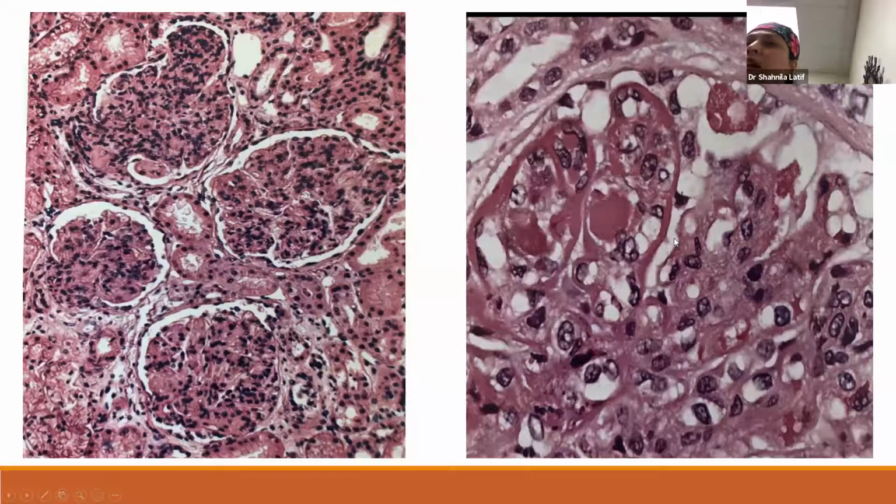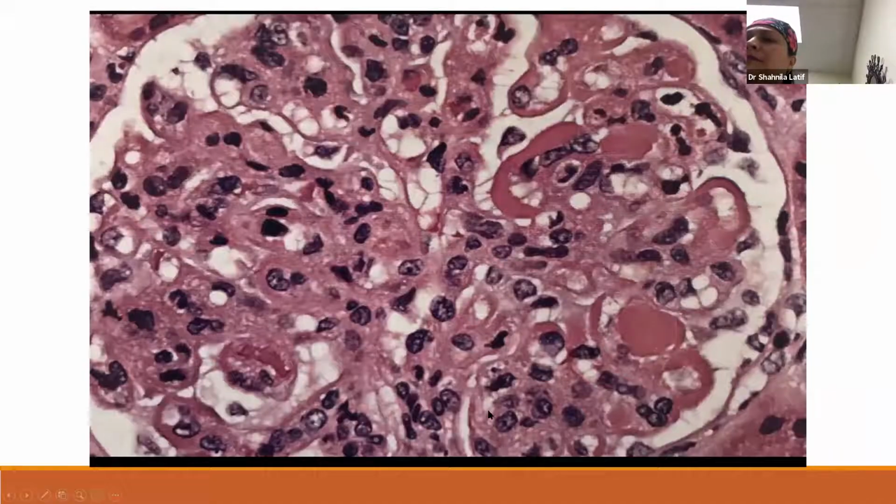So this is class 4, and the next slide would be, yeah, some more wire loop-like lesions you can see right there, and then those hyaline thrombi-like structures, right there.